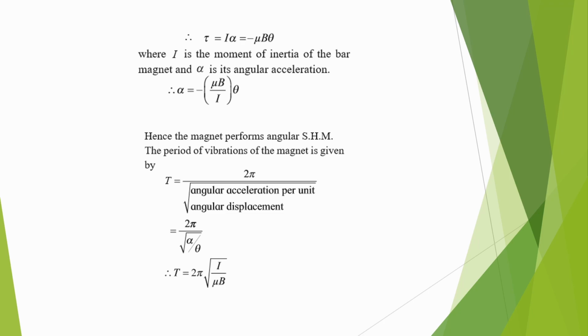After that, there are two more topics: damped oscillations, and free oscillation, forced oscillation and resonance. These two topics are omitted from our syllabus. Therefore, magnet vibrating in a uniform magnetic field is the last topic of our theory part, so the theory part of this chapter is completed. Thank you for watching this lecture.